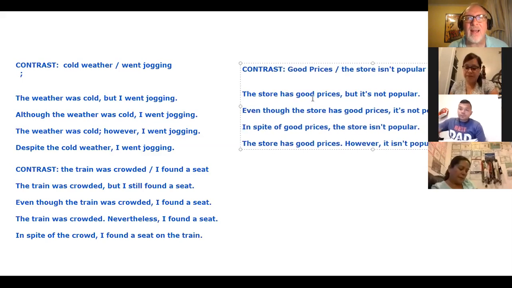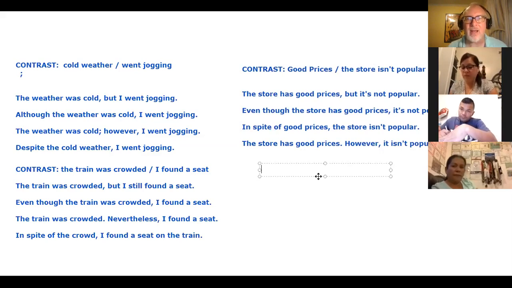Okay? All right. One last one, and then we'll stop our examples here for a while. And we'll look at the book. All right. Let's try one more contrast.